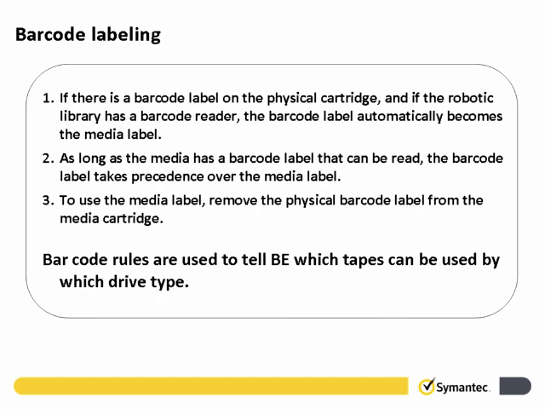So the barcode label takes precedence. You can remove the label from the cartridge, and at that point you could rename it if you chose to, but Backup Exec knows that it once had a barcode label.